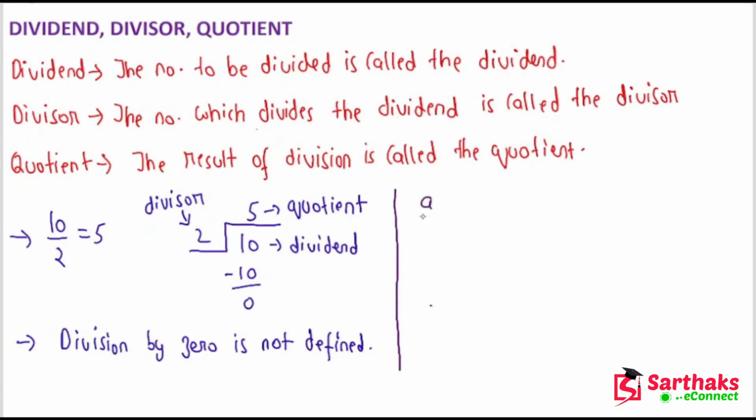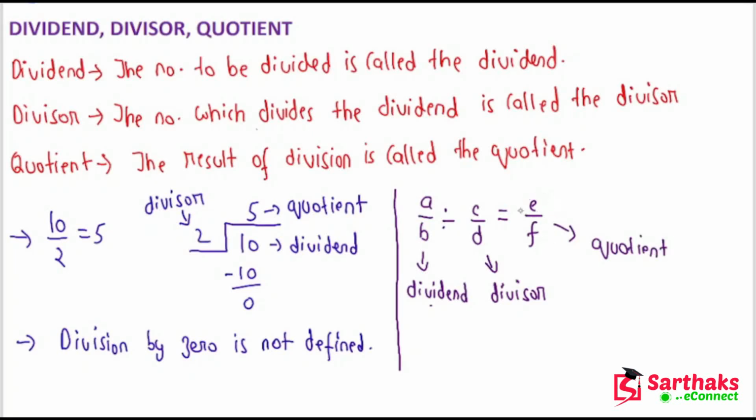Suppose you divide a upon b by some c upon d, and you get a result a upon f. Then what is this which is getting divided? That is the dividend. What is it which is dividing it? That is called the divisor. And what is this fraction a upon f which we are getting? That is the quotient.